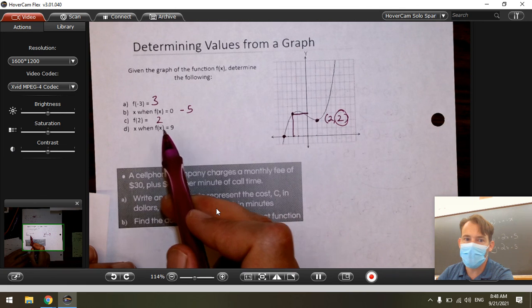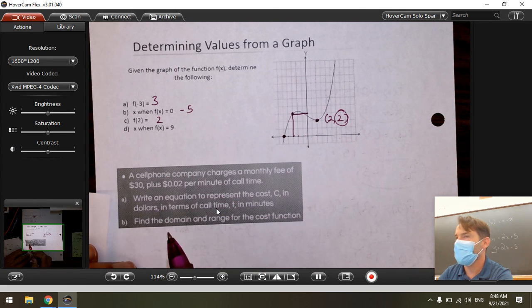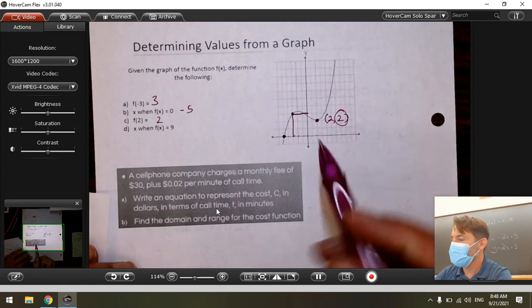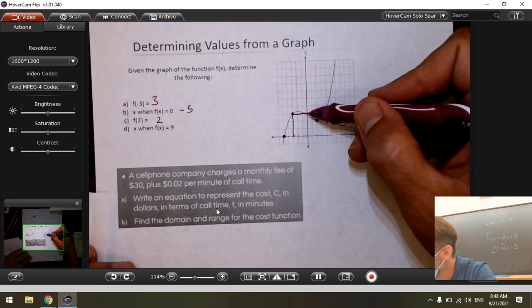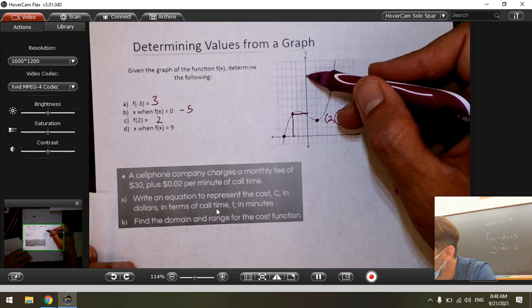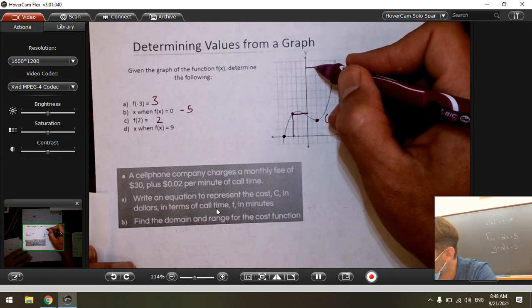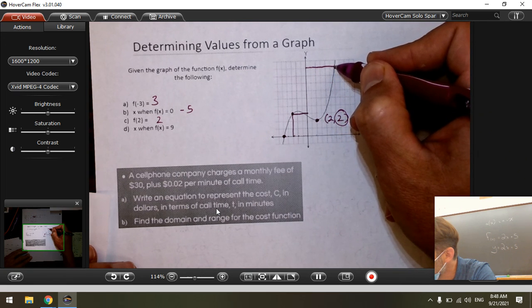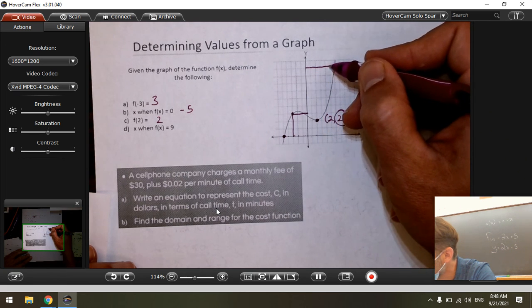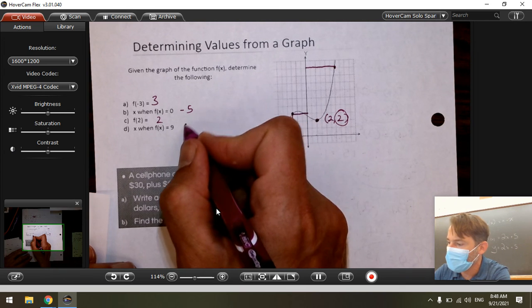And then x when f of x is 9. It's 6. Is it 6? Okay, let's count. 1, 2, 3, 4, 5, 6, 7, 8, 9. Notice I went up 9 on the y, and then I go over here. And then that allows me to count 1, 2, 3, 4, 5, 6. Very good. 6.